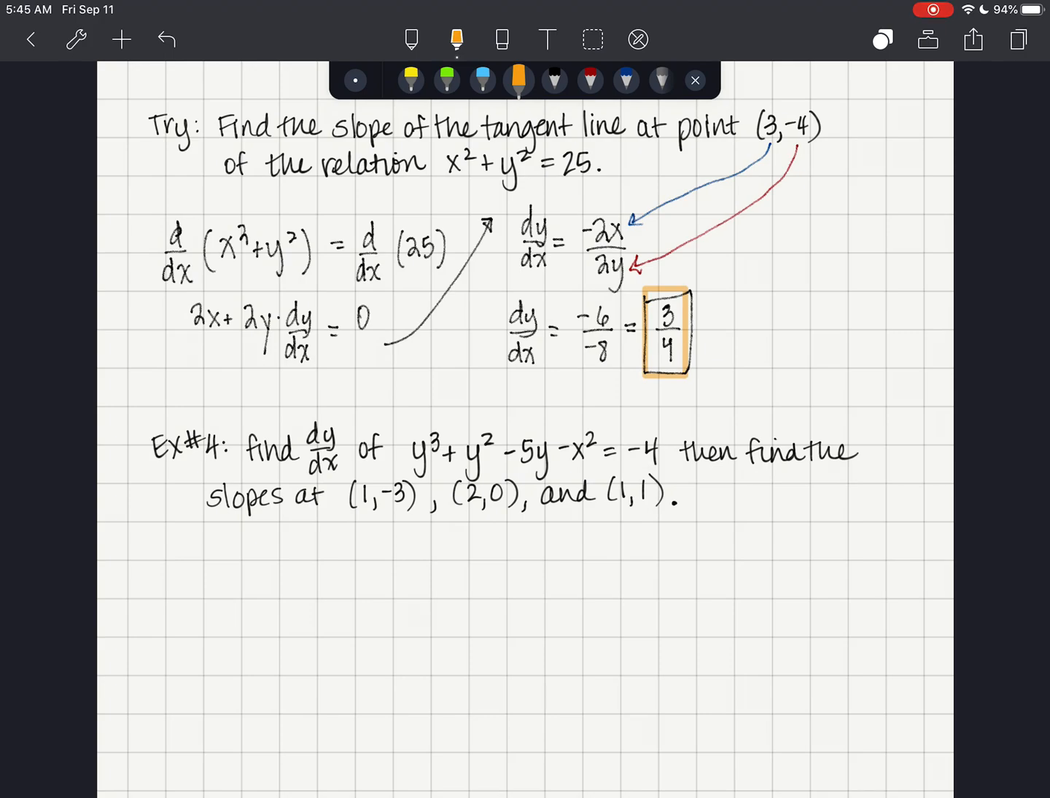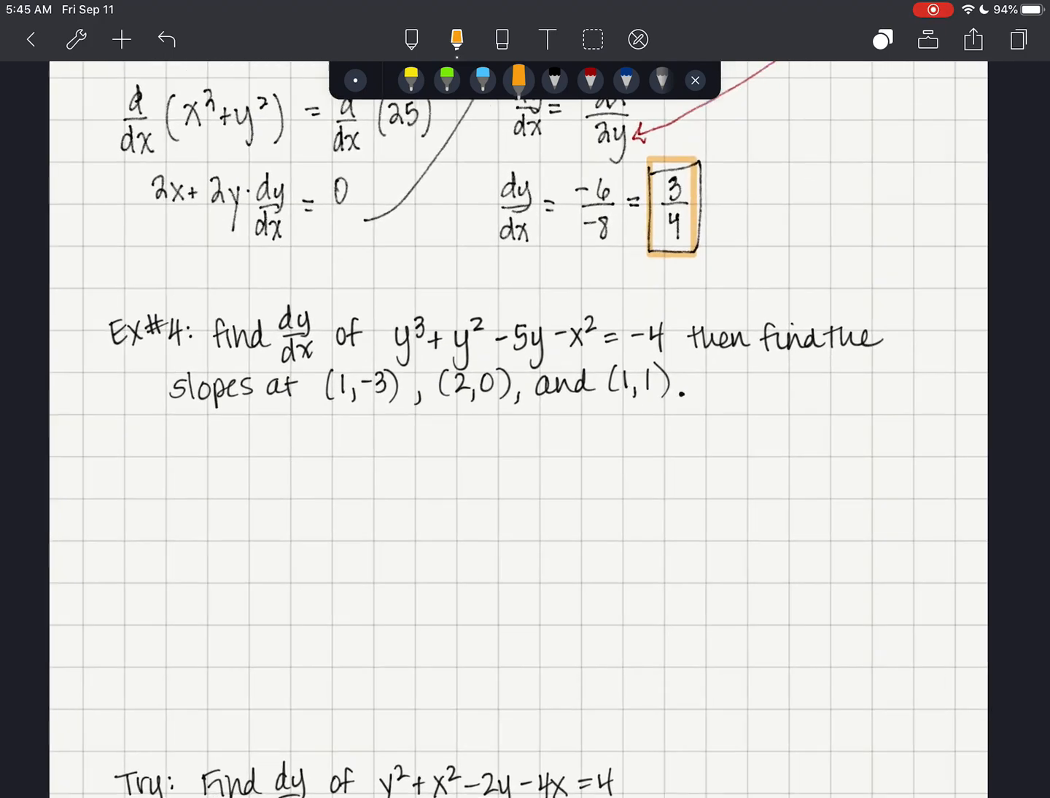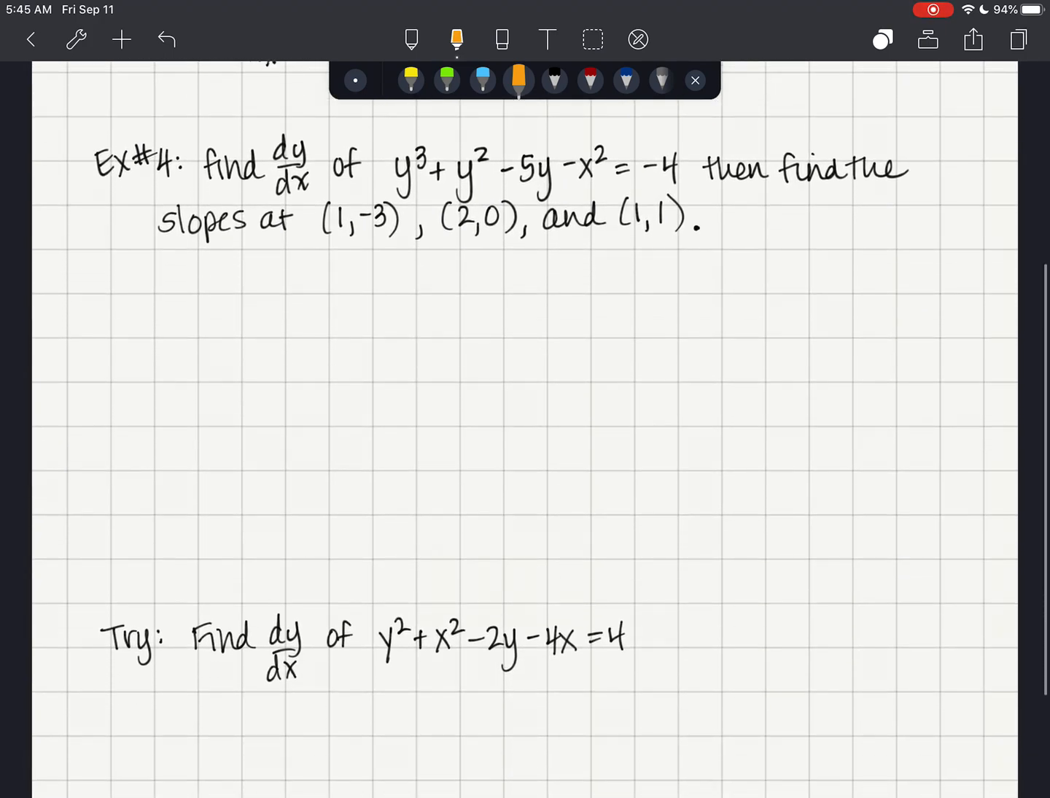Okay, we're going to come back in the next video and finish up with some more examples, continuing to get practice with finding our derivative with respect to x of implicit forms of an equation.